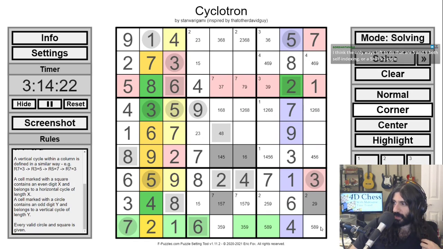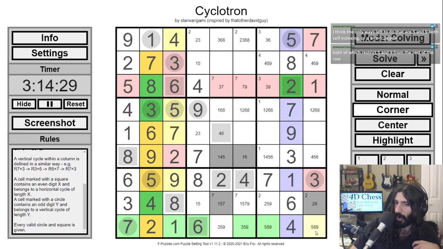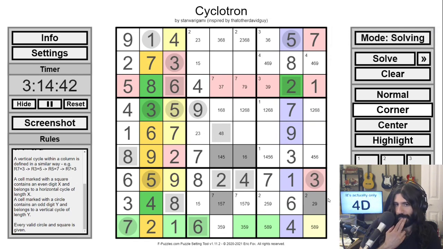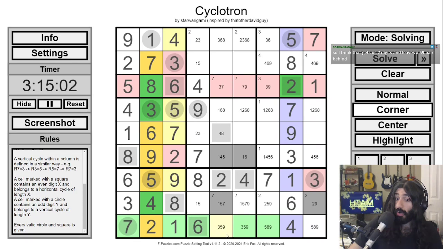The only ways we have left to do that are the 5-9. The 5 and the 9 are both one cycles, or this could be like 9-5, right? Both of which restrict the 5 and 9 from the rest of the row. Or 5-9-5-2 cycle. Yeah, okay, I agree. Those are the two ways that we have. Either this is a 5 and this is a 9, or this is a 9 and this. Oh, that means that neither of these can be a 5 or a 9, right? Like, this has to be a 5 or a 9.